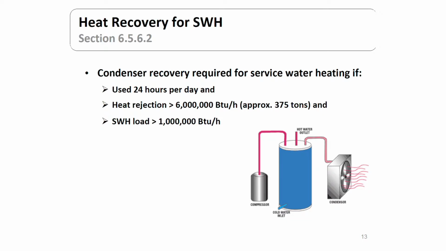We're not yet talking about the water heating section of the standard, however. This is still on the HVAC system, and it's saying recover some of your heat if your water heating is used 24 hours a day. If your heat rejection from your HVAC is more than 6 million BTUs per hour, which is about 375 tons of air conditioning, and if your service water heating load is greater than 1 million BTUs per hour, in that case, there is a requirement that you recover some of the heat from your condensing unit into the service water heating.